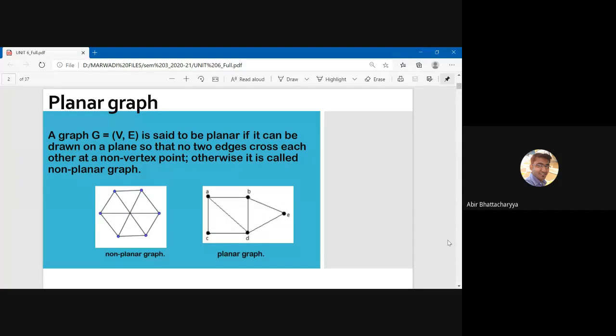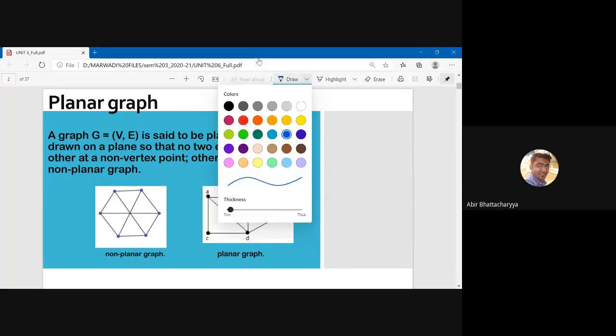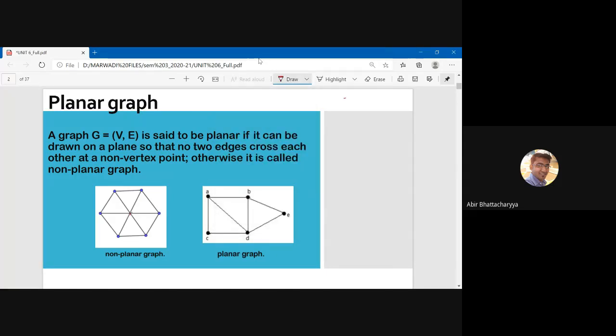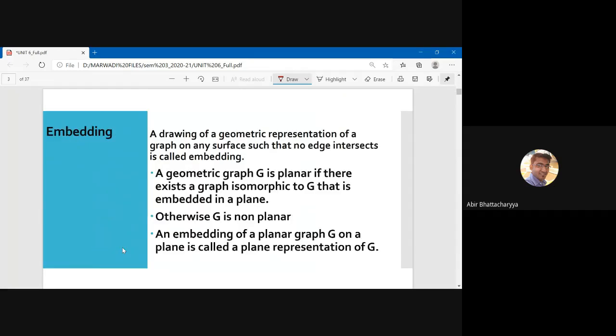Non-vertex point means, let's say this point is a non-vertex point. This one is a non-vertex point, because this is not a vertex, but the edges are crossing each other, so apparently it looks like a non-planar graph. Similarly, this graph apparently looks non-planar because the edge crossover is there. Edge crossover means it's non-planar. Now this graph does not have any edge crossover, so it's going to be a planar graph. That's the basic concept of planar.